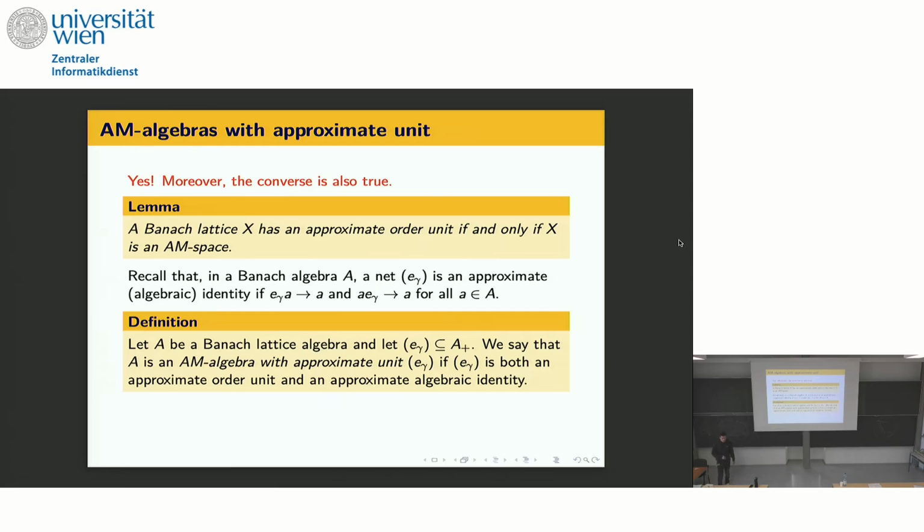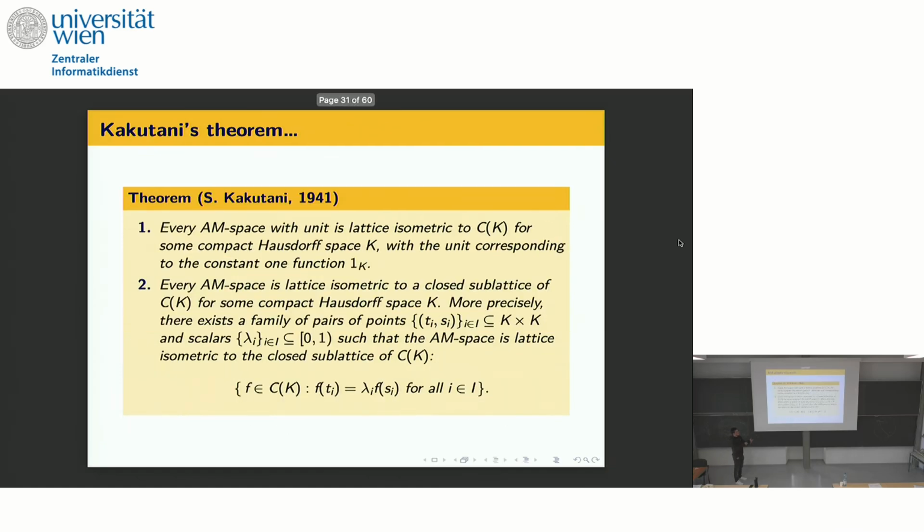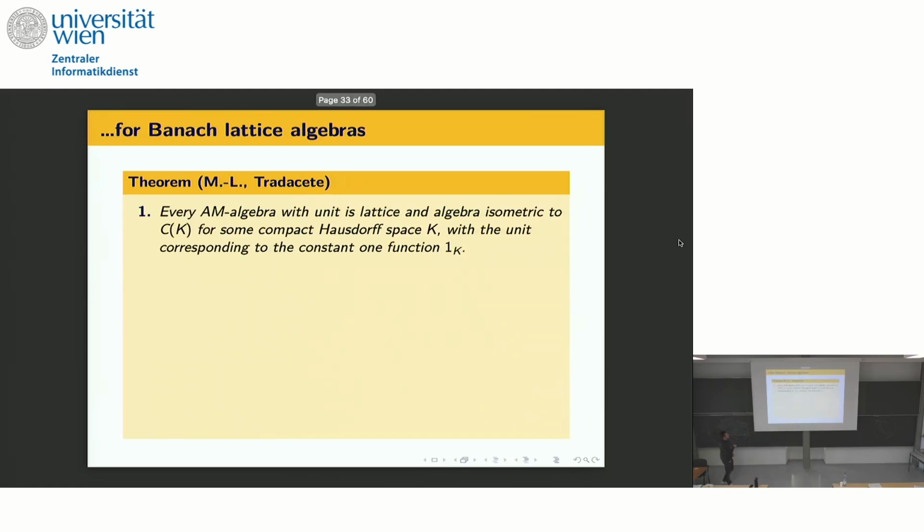And hopefully, with this definition, I reach the desired characterization of the AM spaces that can be embedded as subalgebras of a C of K. And in fact, this is it. So I just remind you of how Kakutani's theorem read, because I'll now enunciate something analogous. So, okay, this is the result by Martignon, just in the new terms.